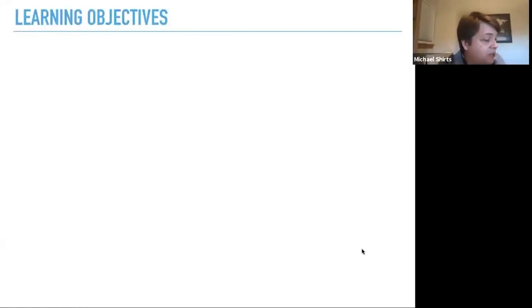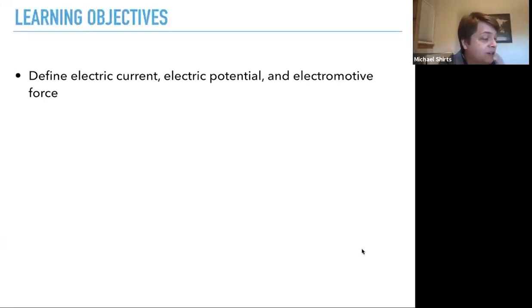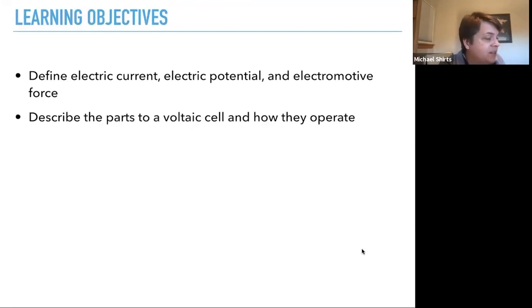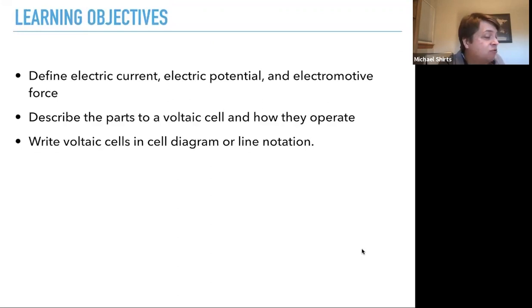Okay, so in this next segment, we're going to talk about the different parts to a voltaic cell, where you are creating energy through the creation of electrical current that's driven by a spontaneous chemical reaction to transfer those electrons. So let's go and look at the specific lecture objectives for this segment. The learning objectives are going to be defining electric current, electric potential, and electromotive force, describing the parts to a voltaic cell and how the voltaic cells operate, and writing voltaic cells in cell diagram or line notation.